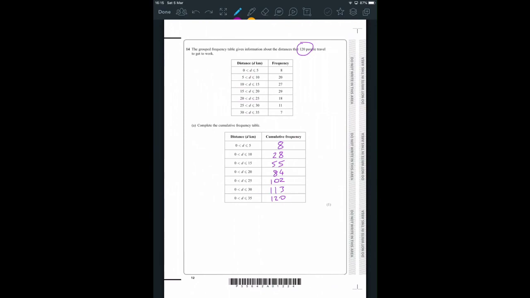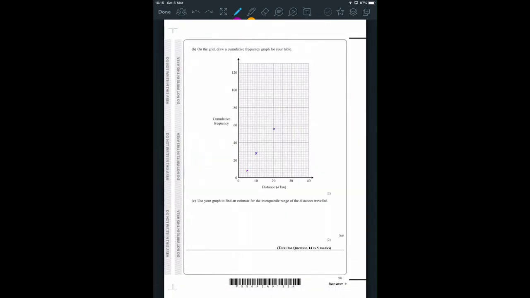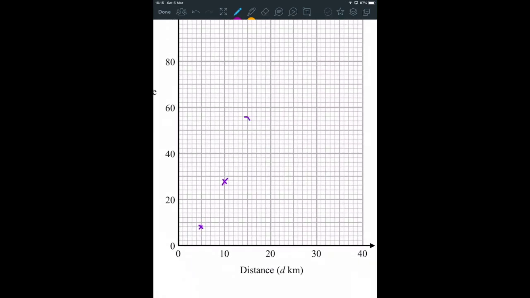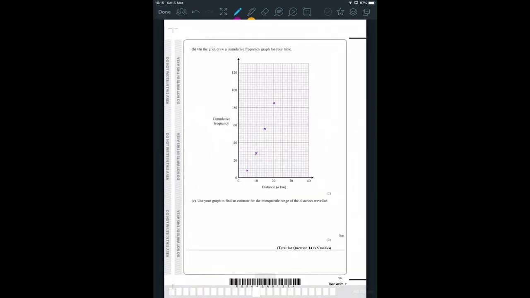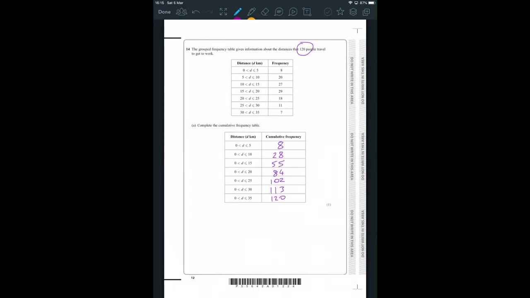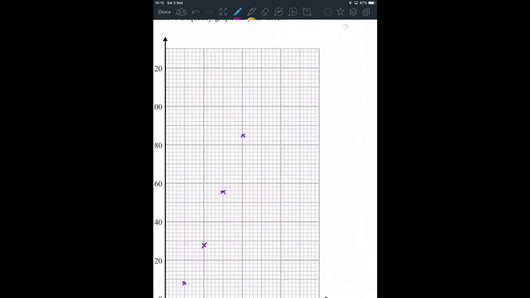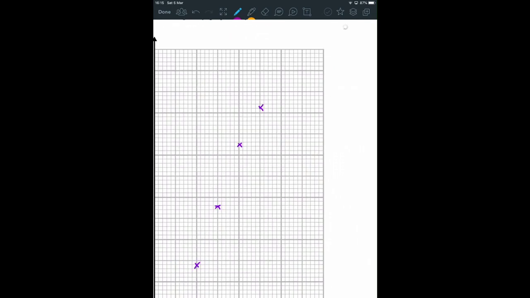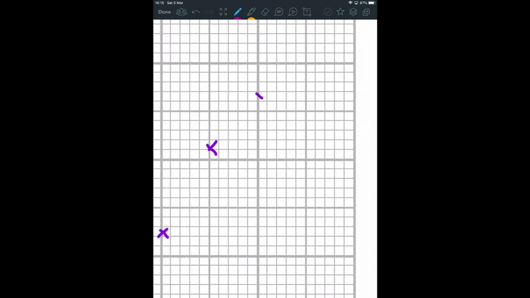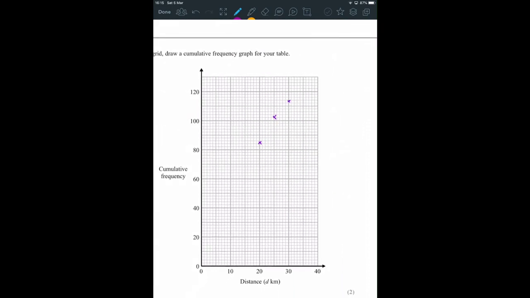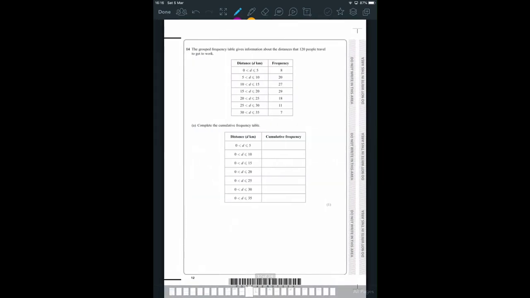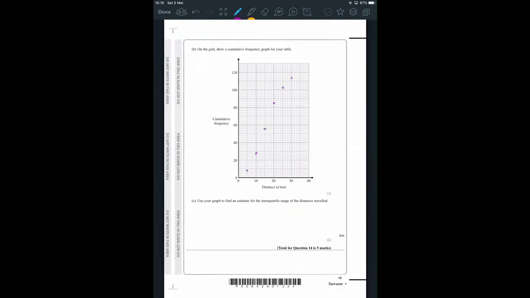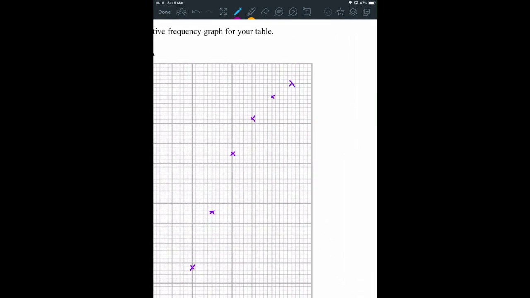Then you've got, oh no, 55 at 15, I apologise. 55 at 15. 84 at 20. 102, 113, 120. 102, 113, well that's 110, 113. I just need to check the boundaries, and we do stop at 35. Okay, so at 35 we're up at 120.